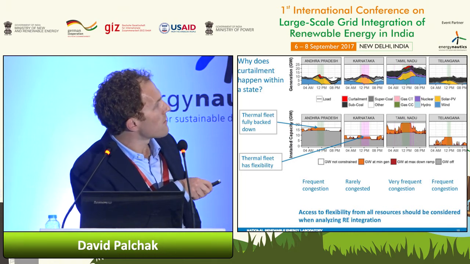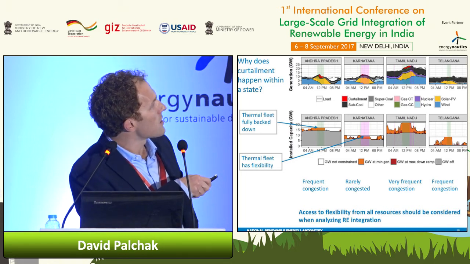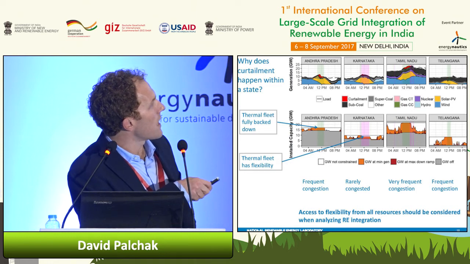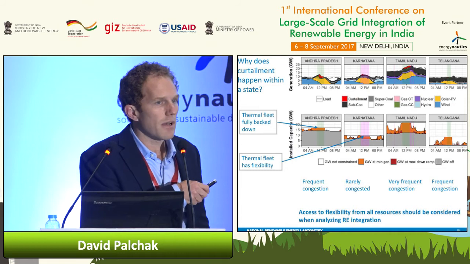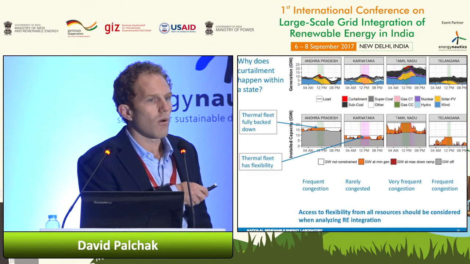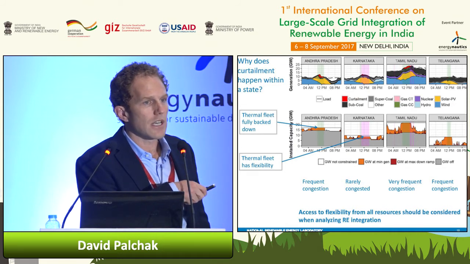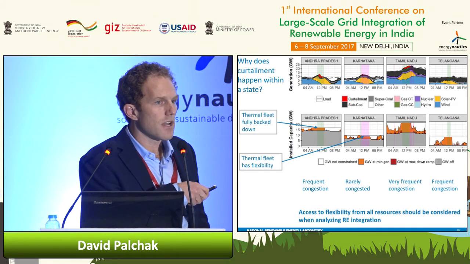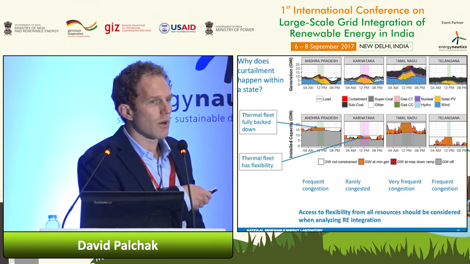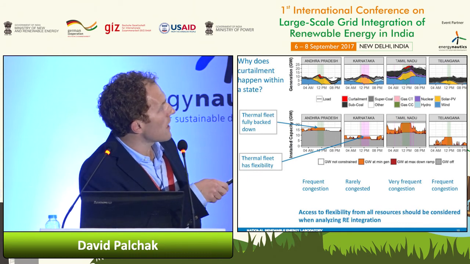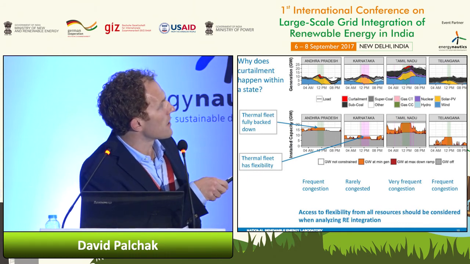And what we can learn from this, looking across all of these states, Andhra Pradesh, Karnataka, Tamil Nadu, Telangana, is that during high RE penetration periods, a lot of the coal within this southern region is inflexible. There's nothing else it can do. And so it's either going to have to move out of the southern region or get curtailed.